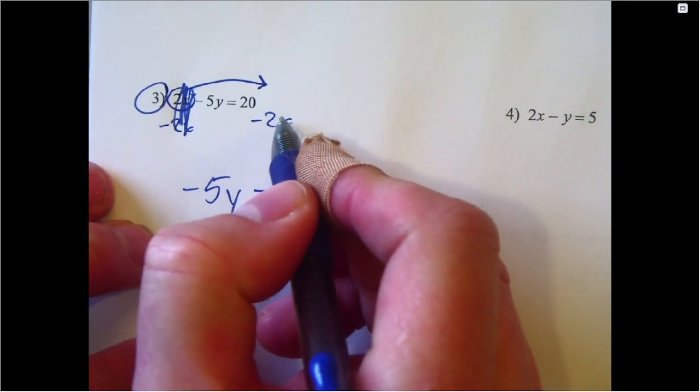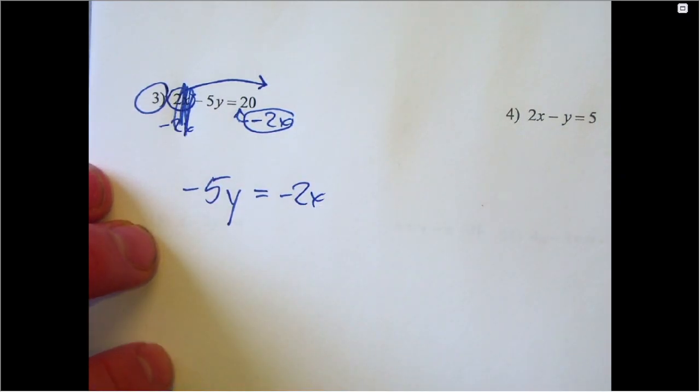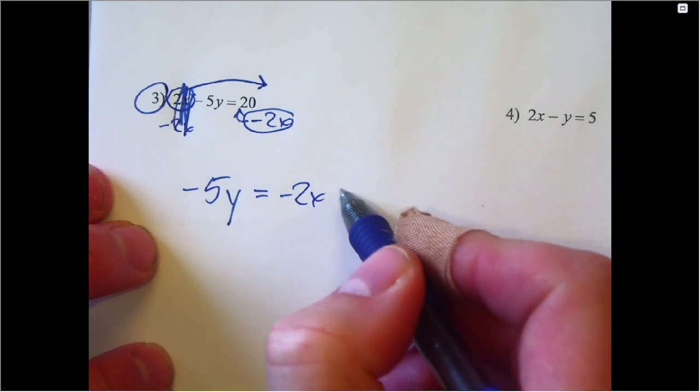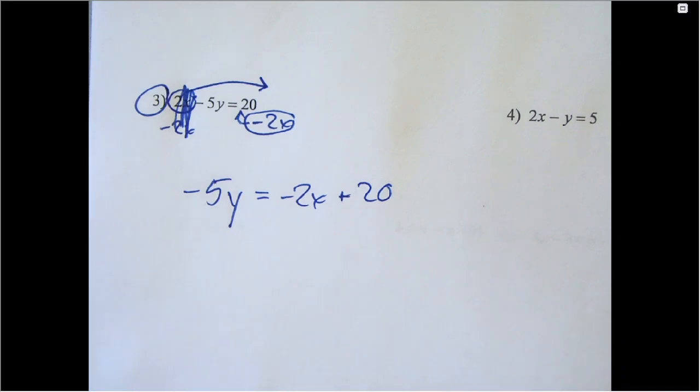And then I'm going to take that negative 2x and shove it in front of the 20. Is the 20 going to be positive or negative? It's going to be positive, so I put plus 20, because it was positive to start. I'm not moving it across the equal sign, I'm just pushing it to the side.